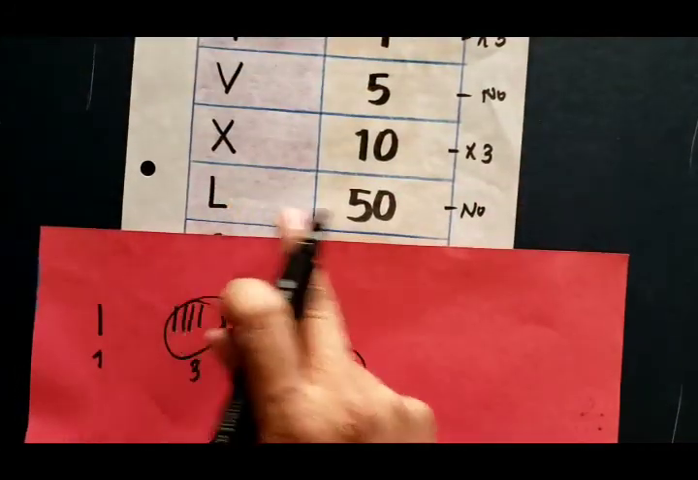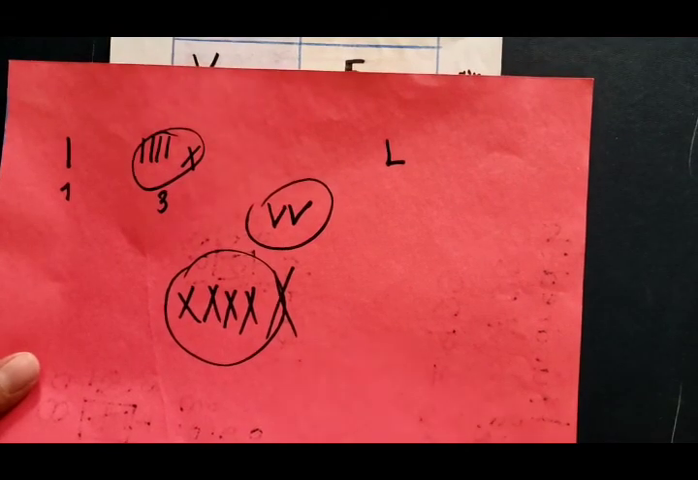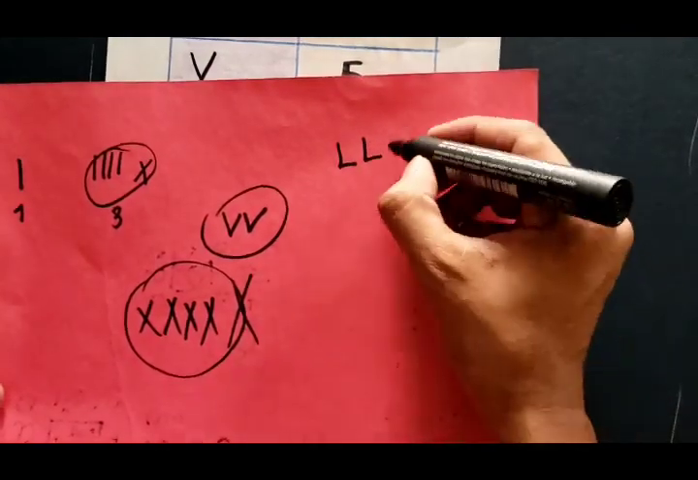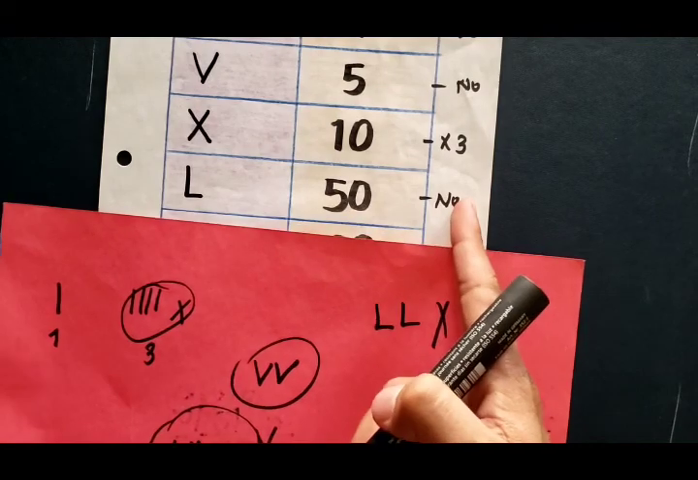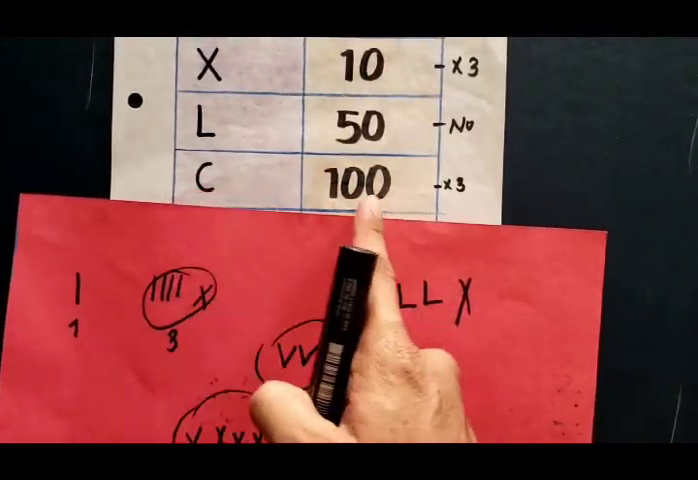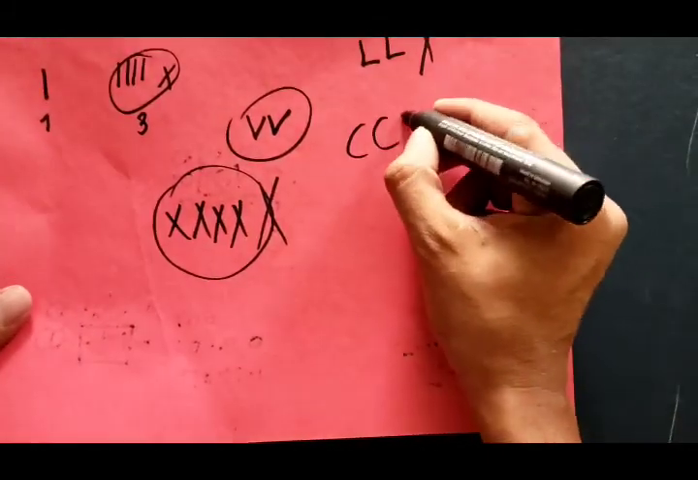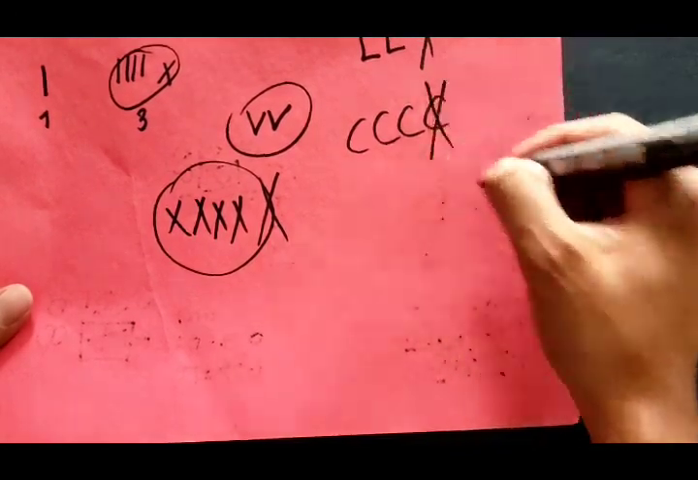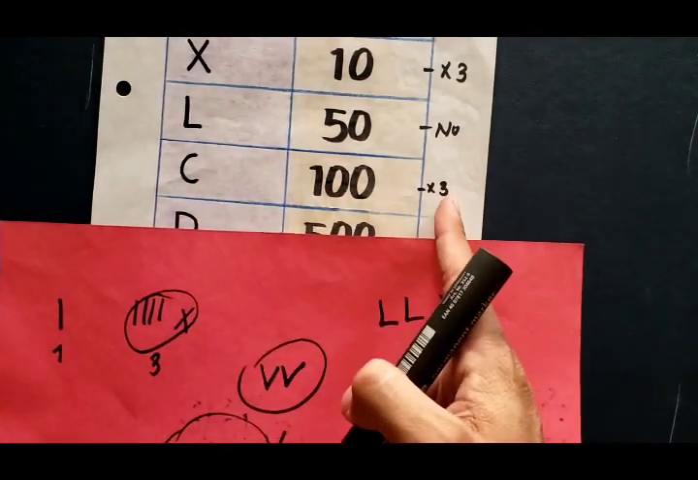The next one, letter L. What number is that one? That is 50, right? What if I want to write 100? Is that okay, 50 and 50? No. Why? Because the letter L cannot be repeated. If you want to write 100, you can write the letter C. Mister, what number is this one? 300. Very good. What about this one? That is not possible, Mr. Galvez. That can only be repeated up to 3 times.